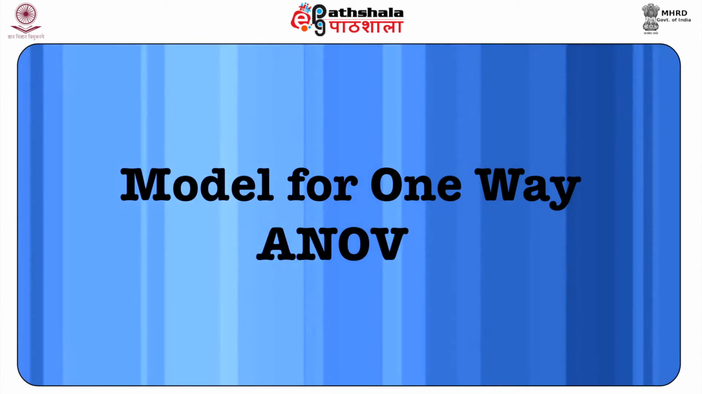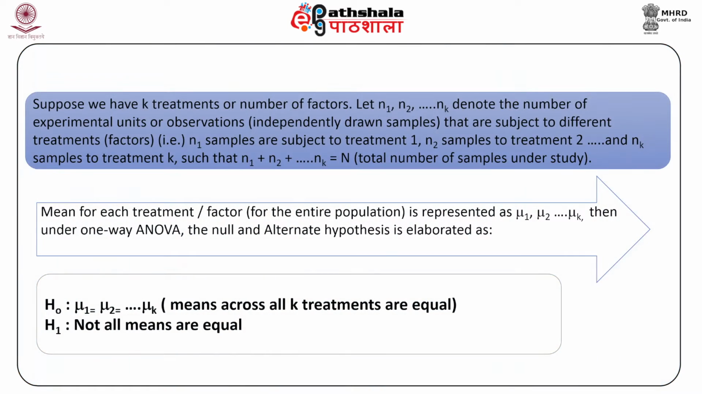Let's now look at the model for one-way ANOVA. Suppose we have k treatments or factors. Let n1, n2 up to nk denote the number of experimental units or observations, independently drawn samples that are subject to different treatments or factors. For example, n1 samples are subject to treatment 1, n2 samples are subject to treatment 2, and nk samples are subject to treatment k, such that n1 plus n2 and so on up to nk is equal to capital N, which is nothing but the total number of samples under study.